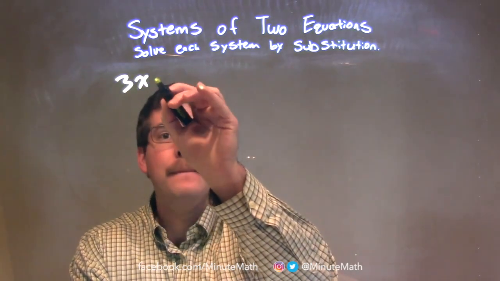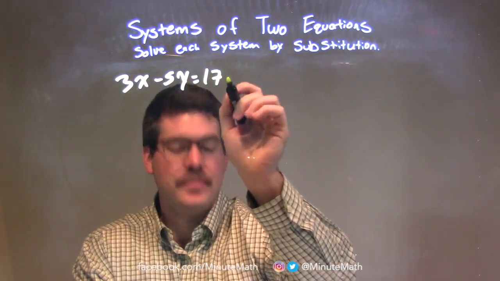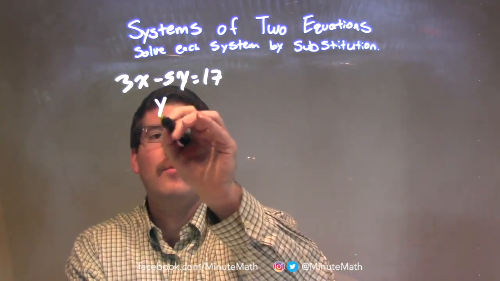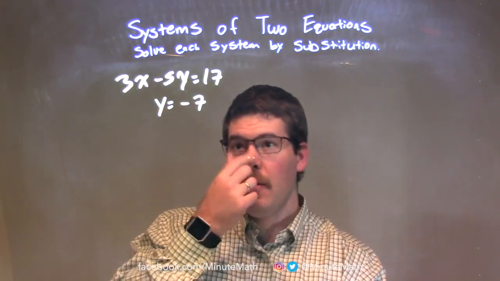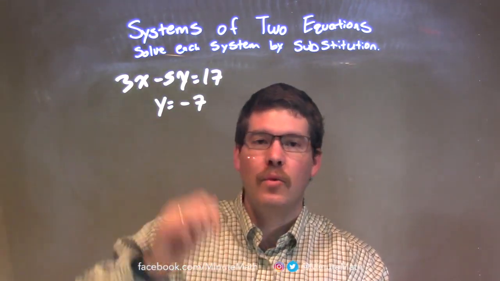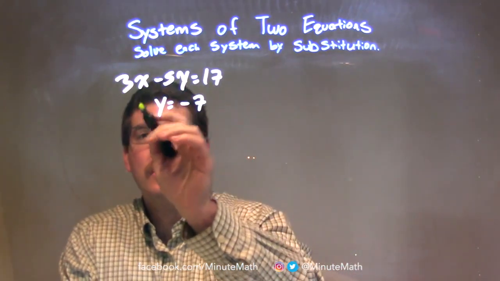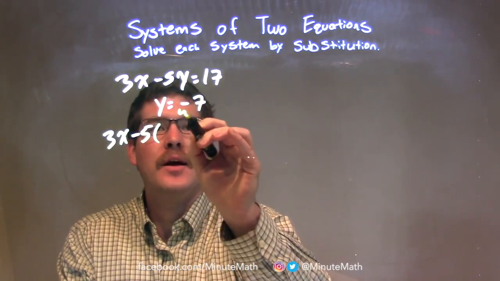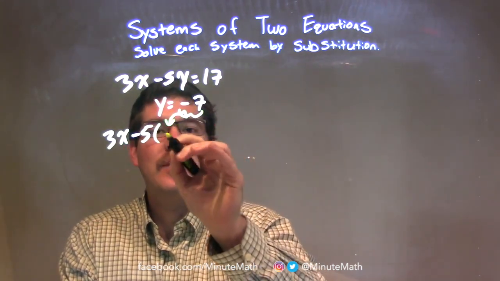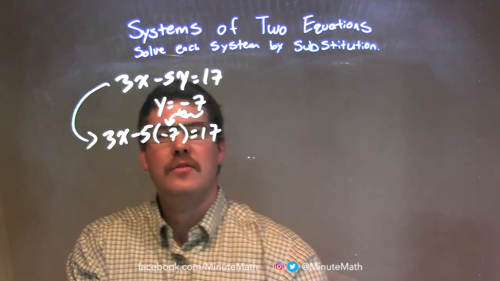3x minus 5y equals 17. And my second equation, just y equals negative 7. Well, lucky for me, we're already given y by itself. So what I'm going to do is take the first equation, 3x minus 5, and instead of a y, I'm going to plug in that negative 7 equals 17. So I'm going to bring down that first equation right there.